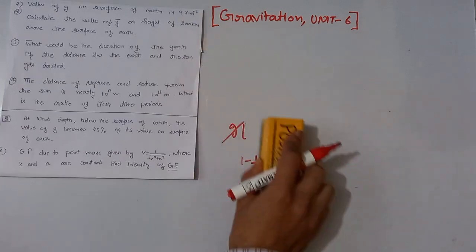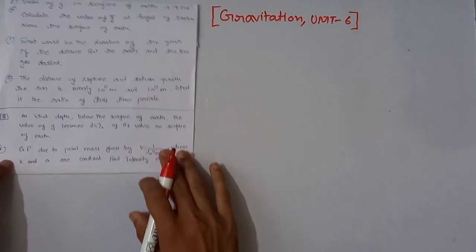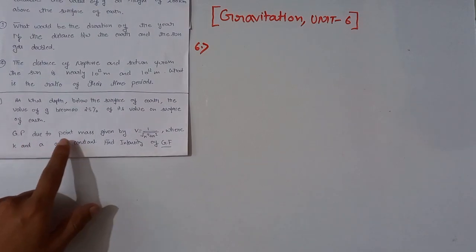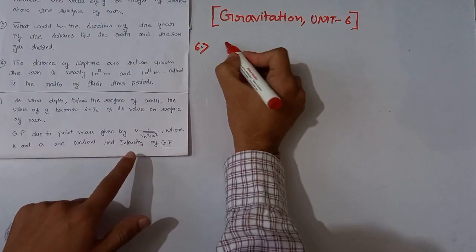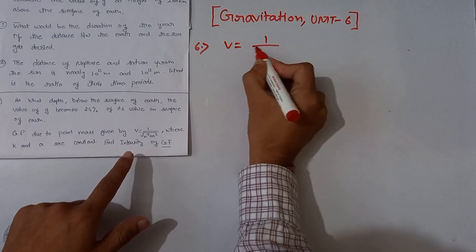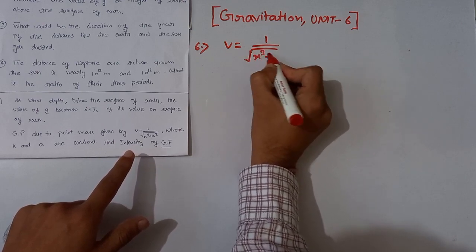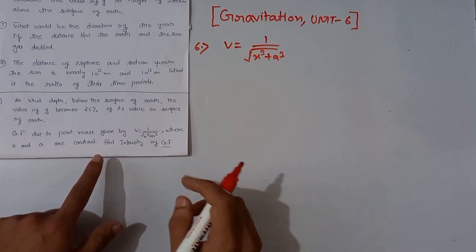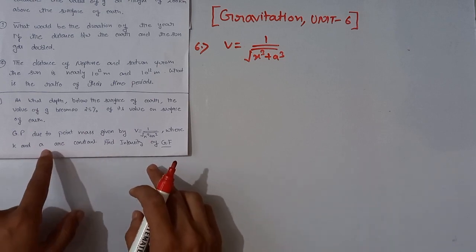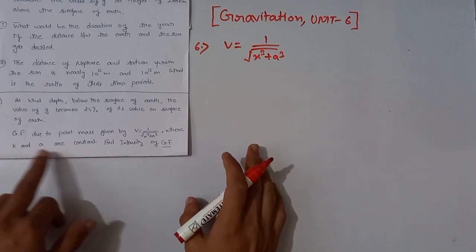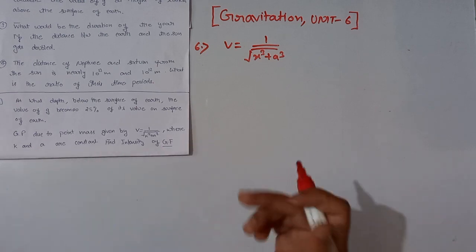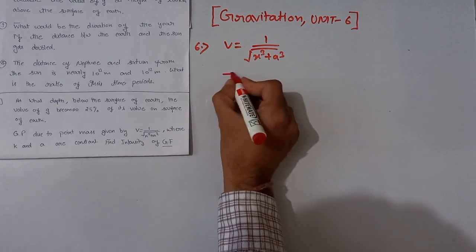Our next numerical is numerical number 6. Gravitational potential due to a point mass is given by V, which is equal to k over the square root of x cube plus a cube, where k and a are constants. Find the intensity of the gravitational field. We have to calculate the intensity of the gravitational field.